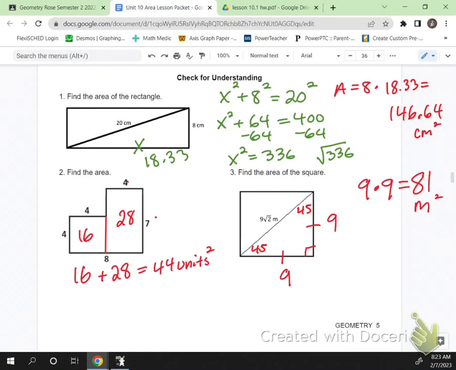And number 1, we used Pythag theorem to solve for the unknown length. Then found the area. And number 2, we divided it up. It's called a composite area. I had a square plus a rectangle. And in number 3, a special right triangle appeared. Wow. 9 times 9 is 81 meters squared. Questions?